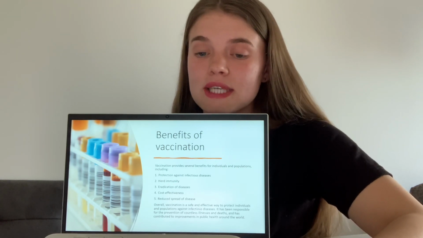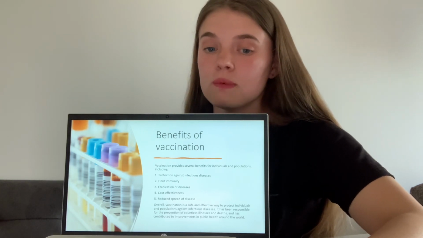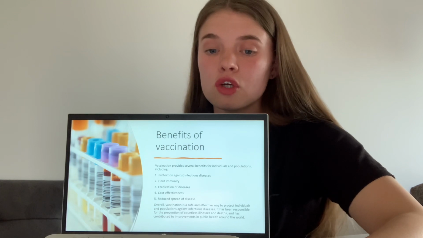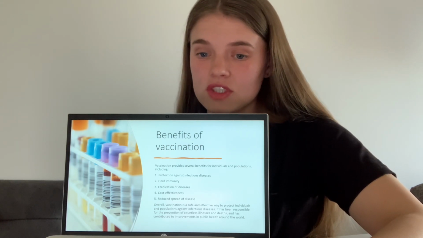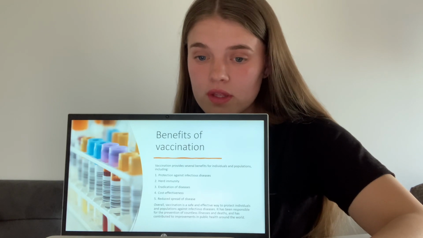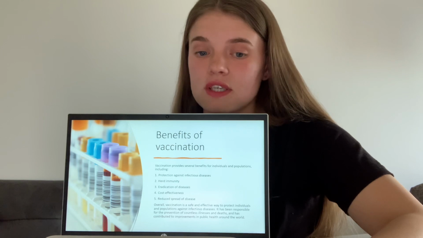Misinformation. False or misleading information about vaccines can lead to confusion and uncertainty among the public, which can reduce vaccine uptake. Cultural or religious beliefs. Some cultural or religious beliefs may discourage individuals from receiving vaccines.